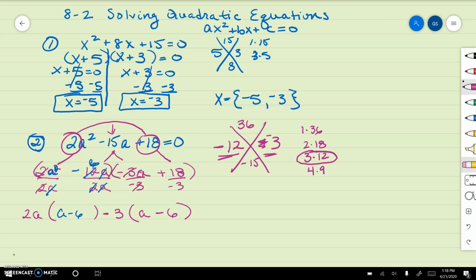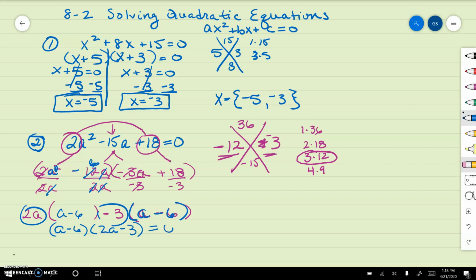So look what you have now. I don't like the colors. I'm going to fix that. Hold on. A minus 6. Good. So we're going to write our greatest common factor as a minus 6 in parentheses, and the other factor is 2a minus 3.